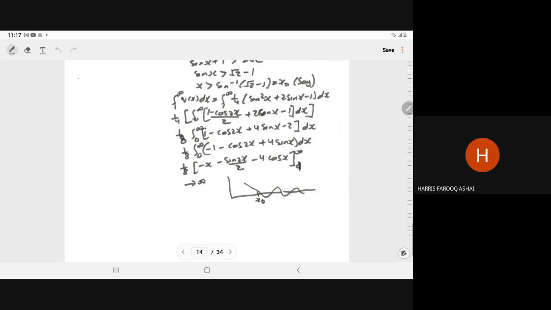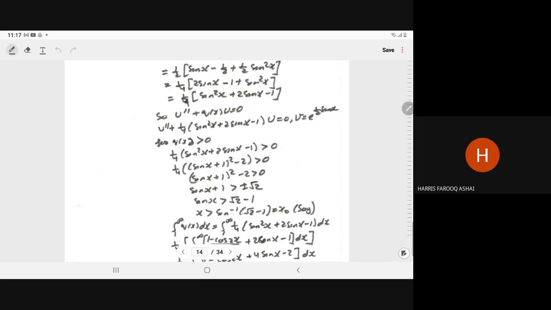So now we have to check what is the nature of the solution. So here the q will come, this is the qx. So it will come 1 by 4 sin square x plus 2 sin x minus 1. So the normal form will come u double dash plus qx into u is equal to 0, with v equal to e to power half sin x. Now we have to verify theorem B and theorem C.